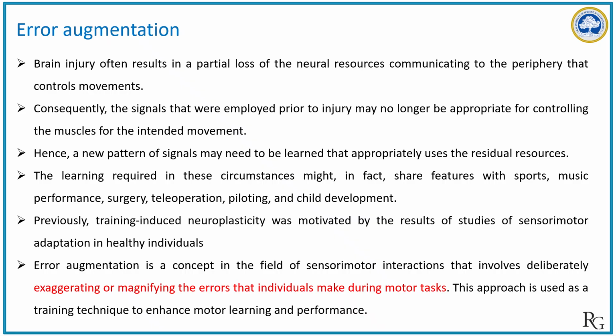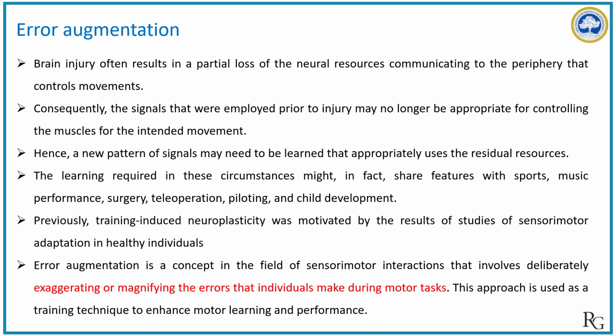Error augmentation is a powerful tool, or we can say a powerful method, in motor rehabilitation and sensorimotor training. After a brain injury, let's say a stroke, the usual neural pathways that control the movements may be disrupted. That means the signal that used to control our muscles before the injury may no longer be effective. So as a result, what happens?